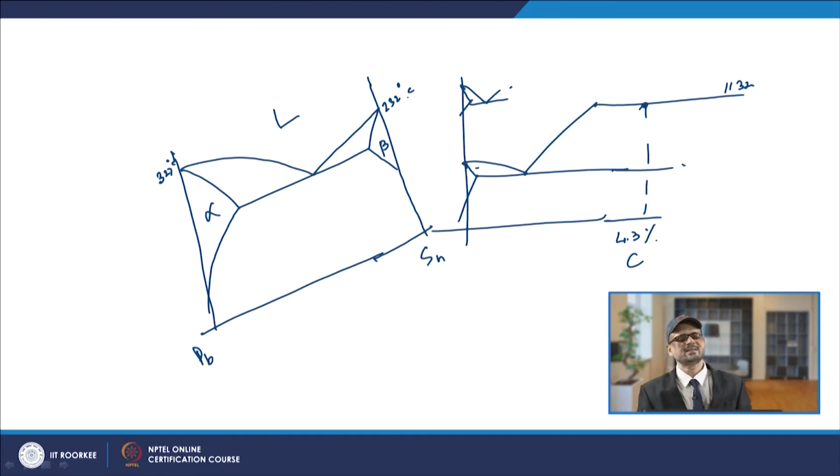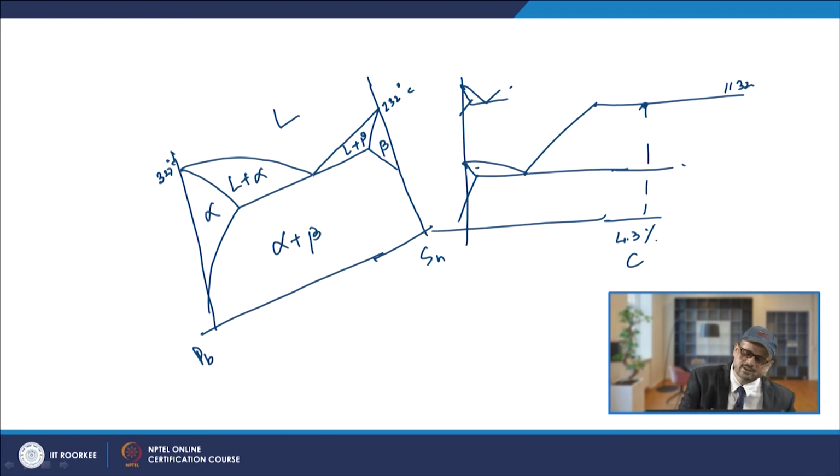Now, this portion will be liquid plus alpha, and similarly this will be liquid plus beta. And here it will be alpha plus beta. Now, as we discussed, this point will be your eutectic point, because when this liquid composition comes to this point and solidifies, it will make you the alpha plus beta.